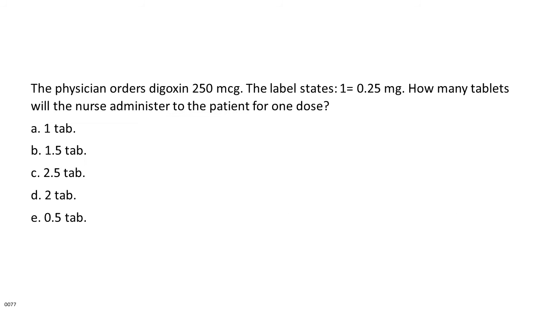The physician orders digoxin 250 microgram. The label states, 1 tablet equals 0.25 milligrams. How many tablets will the nurse administer to the patient for 1 dose? A. 1 tab. B. 1.5 tab. C. 2.5 tab. D. 2 tab. E. 0.5 tab.